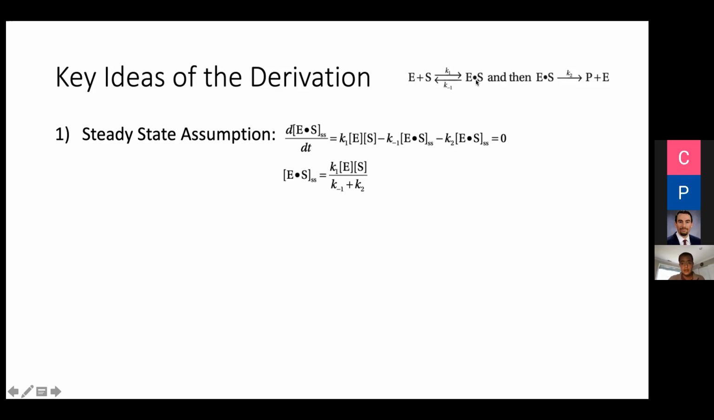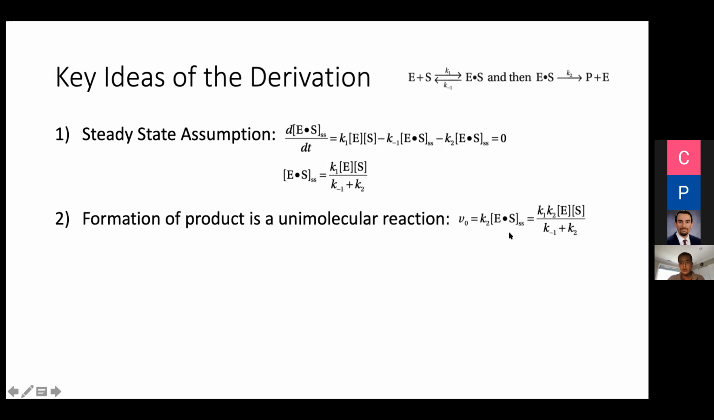So how do we write this down? Well, there are two ways that it's getting destroyed. It's this k minus 1 here and this k2 here. And we set these two equal to the rate at which it's being formed, so this k1 here. So over time, the concentration isn't changing, and so the derivative is equal to 0. We rewrite this in terms of the concentration of the enzyme substrate complex, and we get this fraction here.